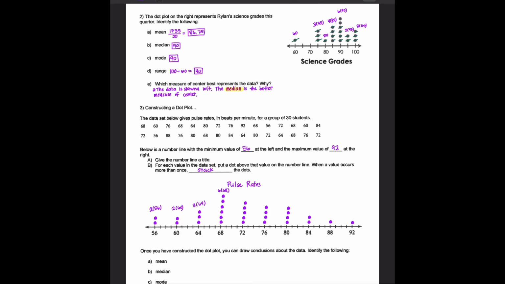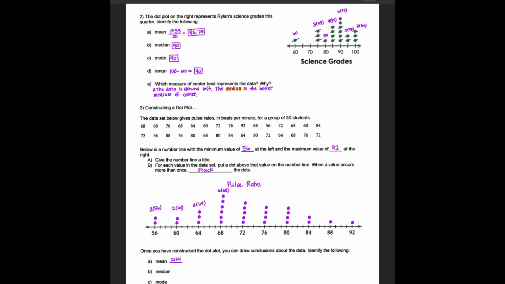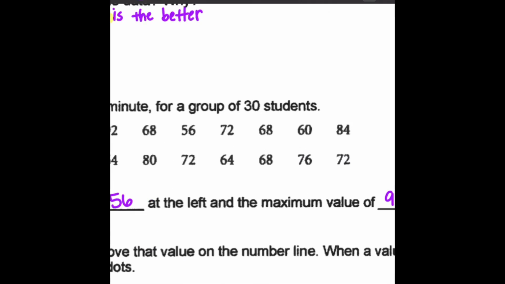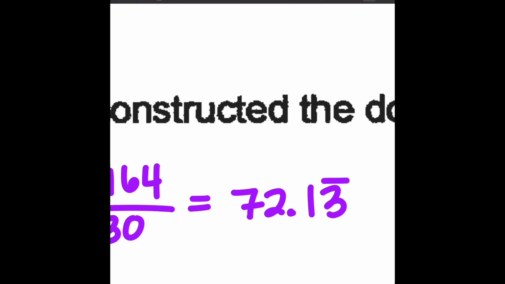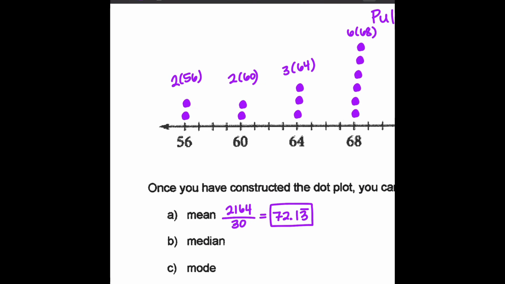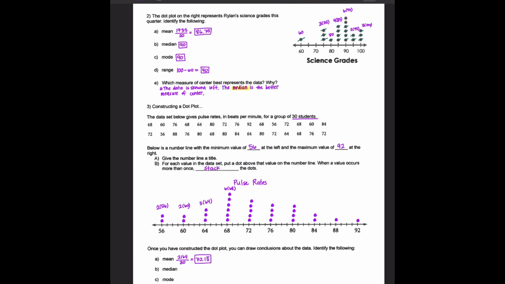And when I do that, I find that it all adds up to 2,164. Now we're going to divide that by the number of data points. And I don't even need to count because it tells me 30 students. So I know it's 30. So when I divide 2,164 by 30, I end up with 72.13 repeating. So that right there is our mean. That's our average. Now let's find the median.